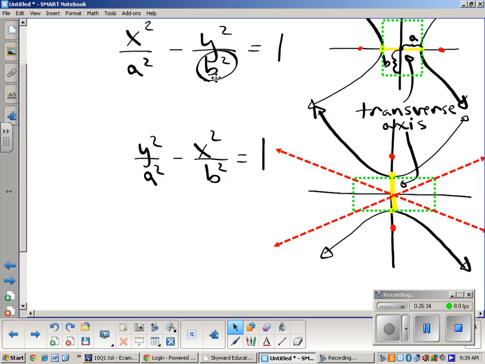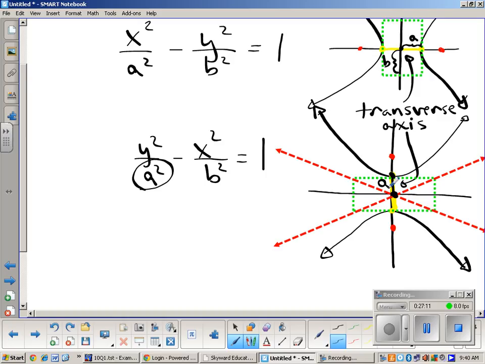Now when we move down here, where's the A now? Under the y. So this distance from the center to the vertex here is A. So you might think of it this way. In this situation, Garrett, A is always the distance from the center of the box.